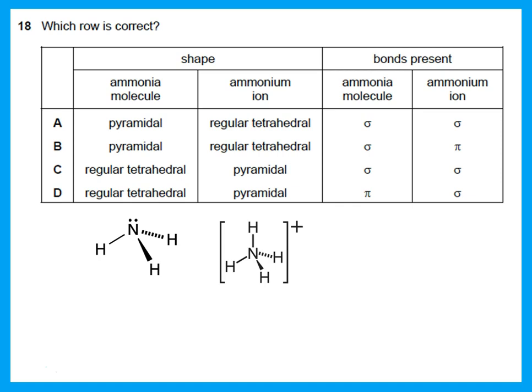Okay, will the bonds be sigma or pi or a mixture? You should remember that all of these are single bonds. Single bonds have only sigma bonds. Remember, a pi bond is present only if I have a double bond or a triple bond. Single bonds are actually sigma. So my answer is A.